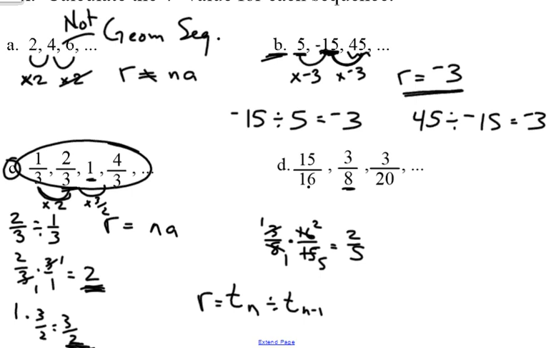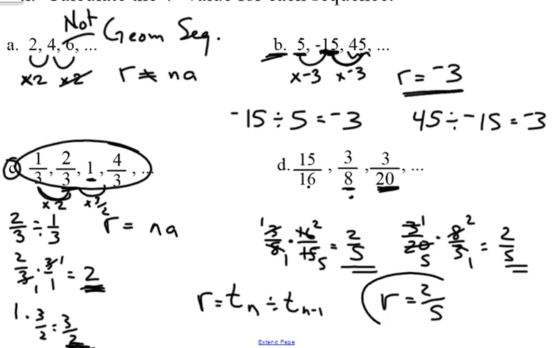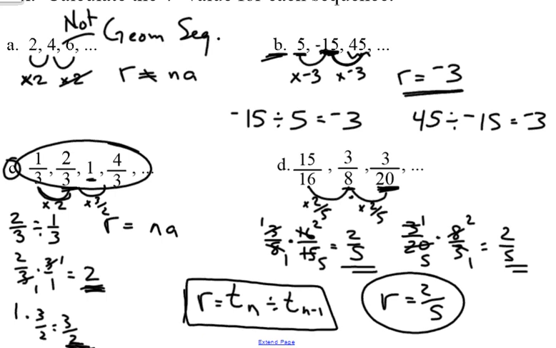Well, that should also be the same R value if I take my 3/20, my term 3, and divide it by the previous term, and dividing by 3/8 is the same as multiplying by 8/3. So do some canceling first. 20 and 8 will divide by 4. We get 2/5. So our R value is consistent in this case, and it's an R value of 2/5. Multiply by 2/5. So we can calculate an R value if it's not straightforward and easy to see.